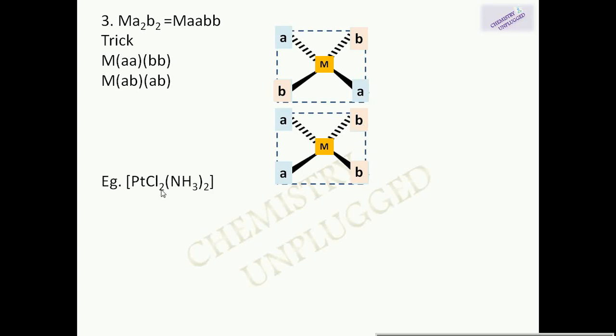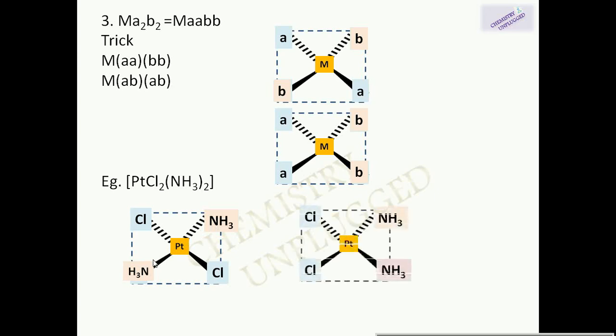For example, we have Pt(Cl)2(NH3)2. Suppose Pt is M, Cl2 is AA and NH3 can be written as BB. So what is the first possible combination? That is MAA. AA means Cl are trans to each other and NH3 are trans to each other. So this position is known as trans.